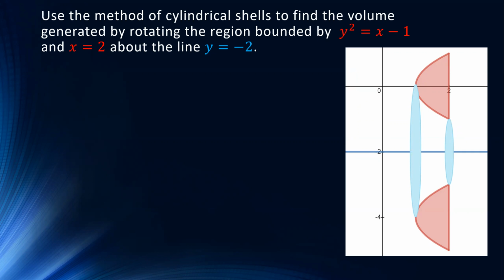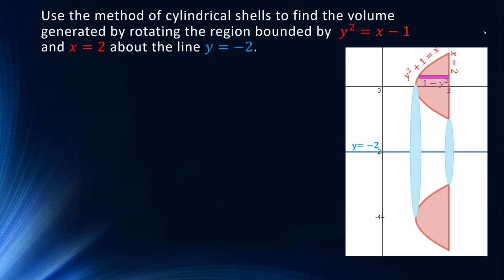So then the parabola here is y squared plus 1 equals x, and the vertical line is x equals 2. This line right here, the axis of rotation, is y equals -2. Now in order to find a volume by shell, you are going to take one rectangular strip right there, then rotate it to get a cylindrical shell. Then you're going to open it up into a rectangular prism. We've seen that before.